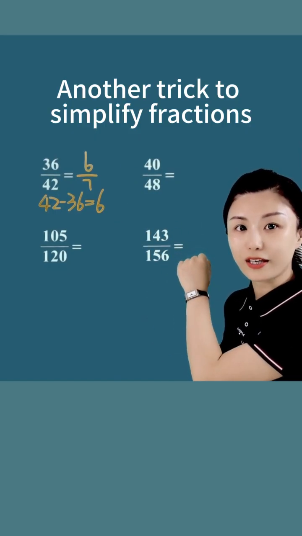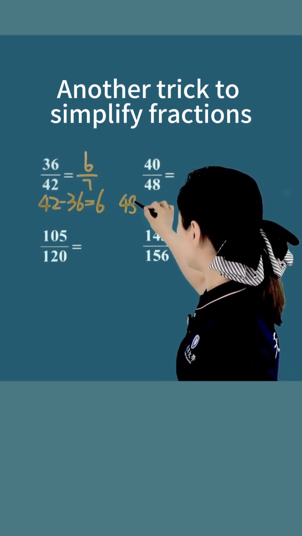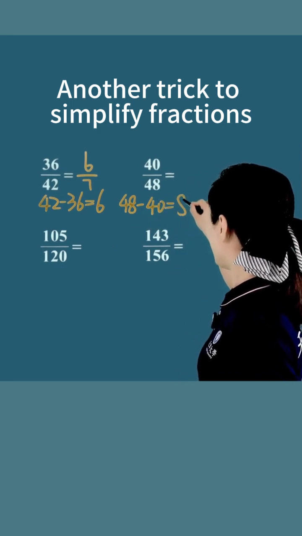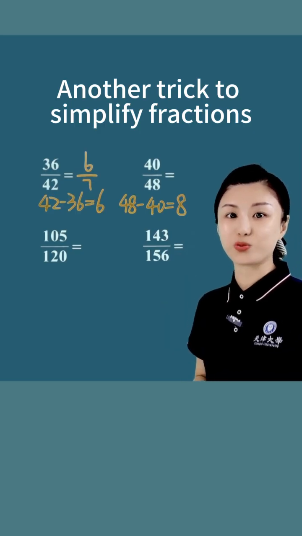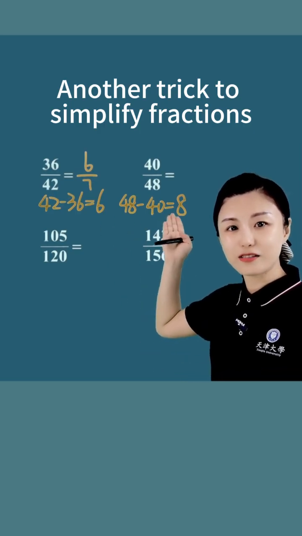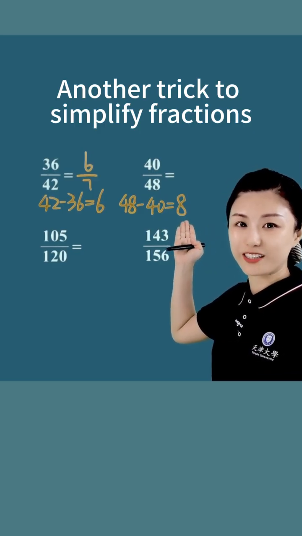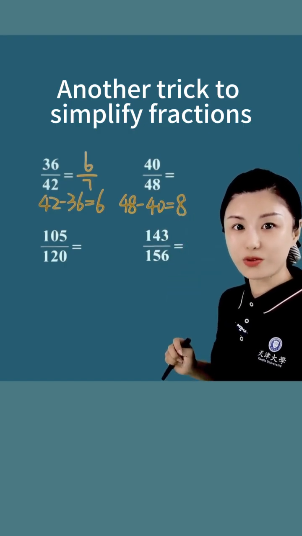It's the same method. For 40 over 48, I'll start by subtracting the smaller number from the larger one. 48 minus 40 equals 8. Now, do we need to keep subtracting further? Let's divide first and see if the smaller of the two numbers can be evenly divided by this result, 8. Look, 40 is a multiple of 8, right? So there's no need to keep subtracting.